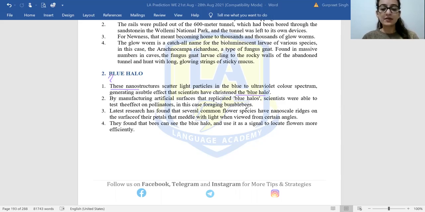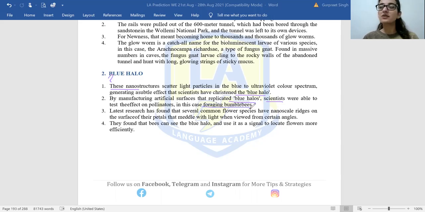Don't worry, just highlight what the elements are. For example, in this one, we have blue halo, which we talked about in the previous sentence as well. We have scientists, the words that we understand easily. And then we have foraging bumblebees.